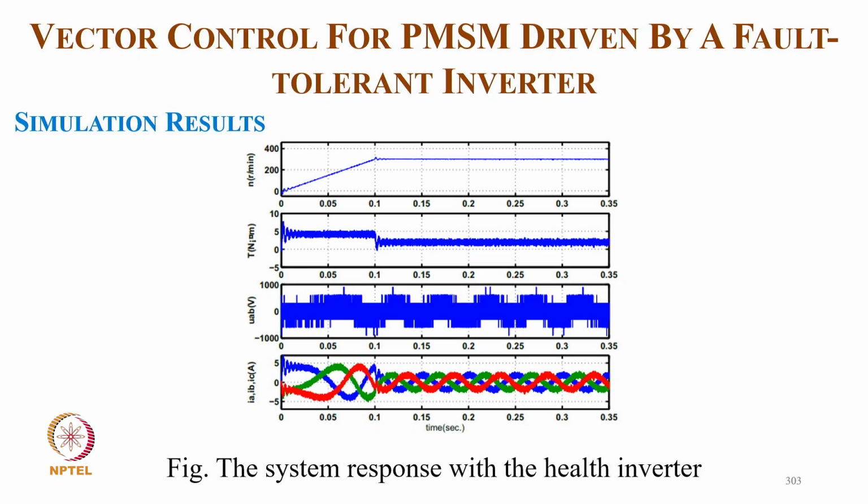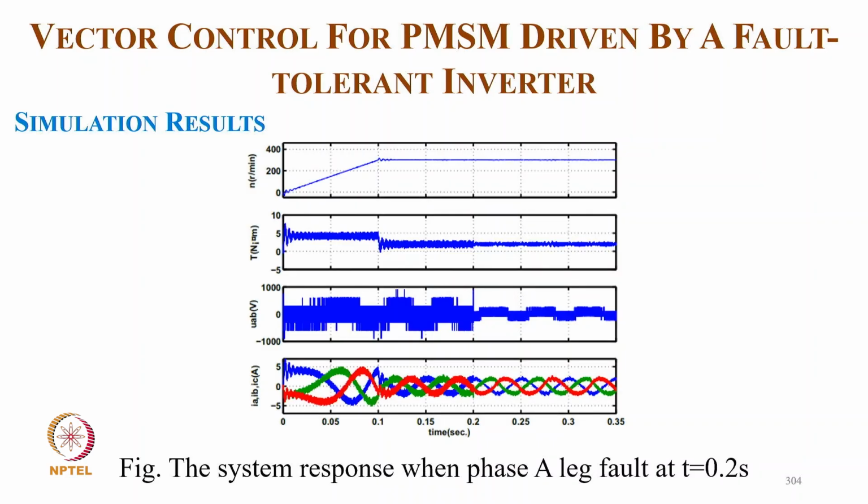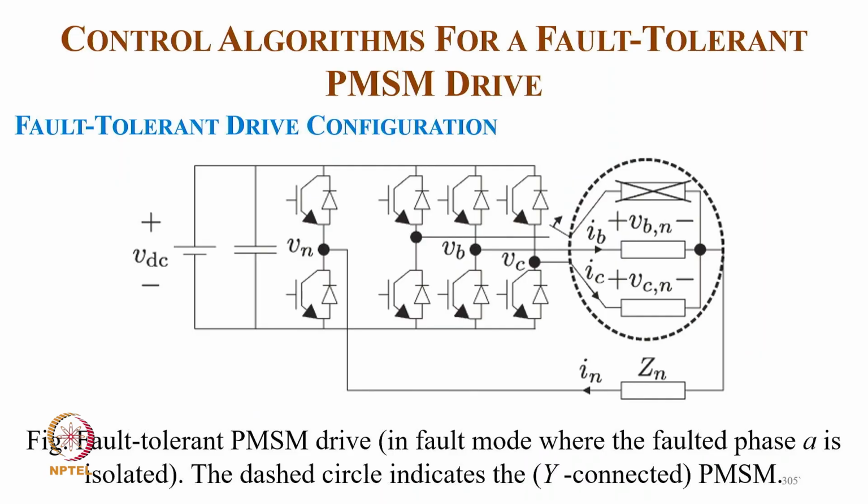And this is the simulated performance with the healthy inverter. For starting of the motor, you can see how the frequency of the current increases, and the switching of the inverter and torque virtually change. This is the case of the system when a phase fault occurs at 2.6. Then coming to the fault tolerant PMSM fault, when the voltage phase is isolated, the dashed curve is shown here.